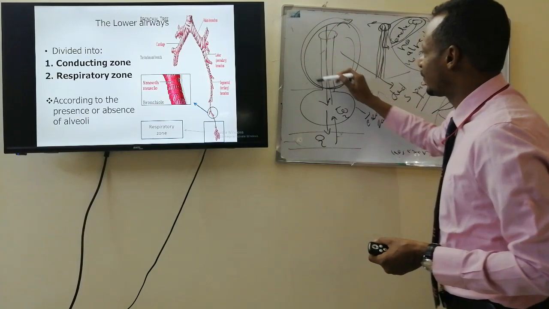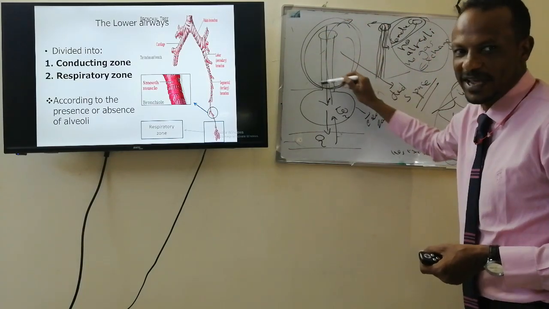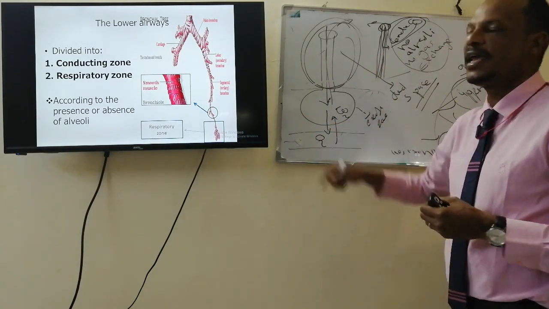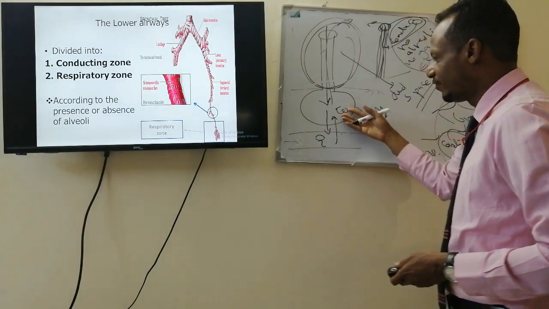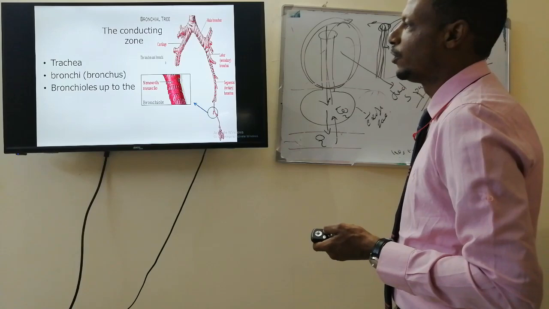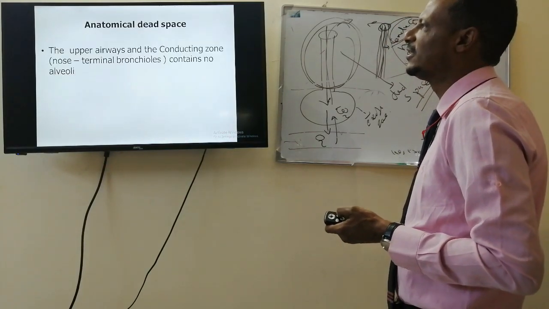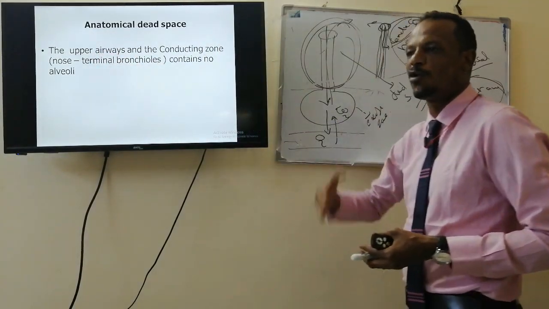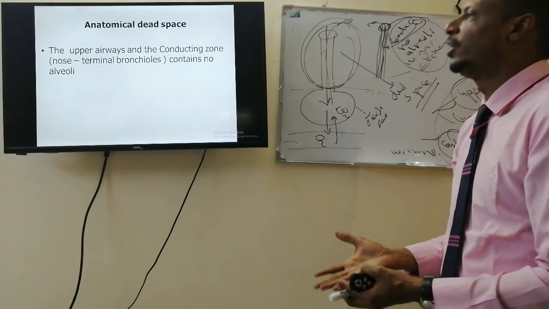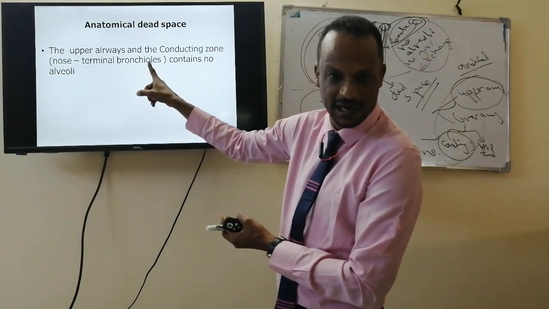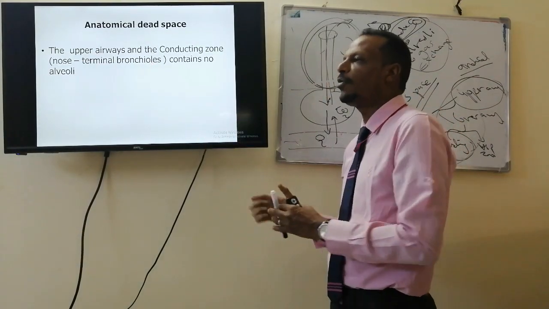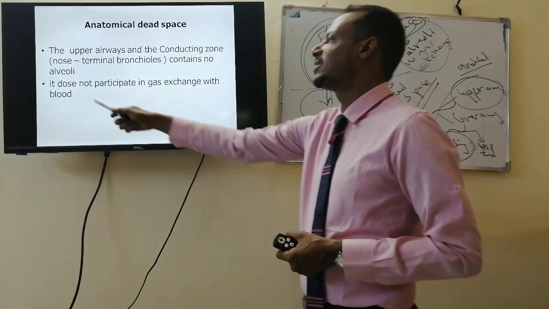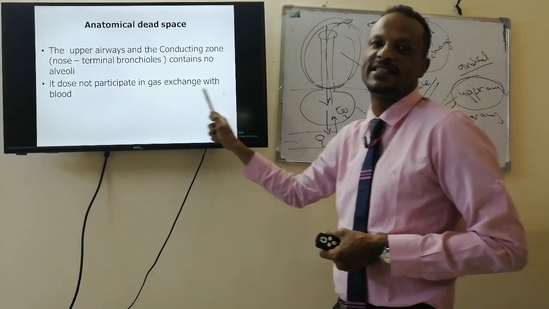So as a whole, we can divide the respiratory system into a dead space, with no alveoli and no gas exchange, and an exchange zone or respiratory zone, where there are alveoli and there is gas exchange. So now the concept of dead space. What is the dead space? Anatomically, the dead space contains the upper airways and the conducting zone of the lower airways. We can say simply it extends from the nose till the terminal bronchioles. From the nose till the terminal bronchioles there are no alveoli, so we call it the anatomical dead space because it does not participate in gas exchange with blood.